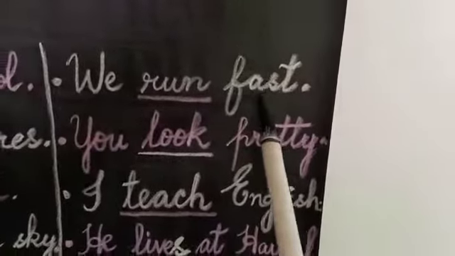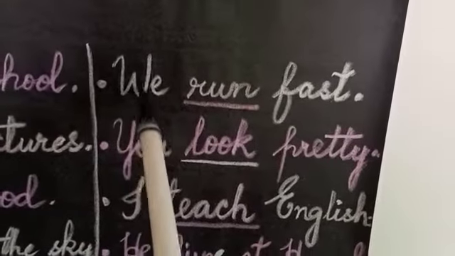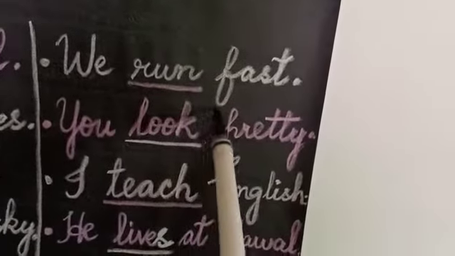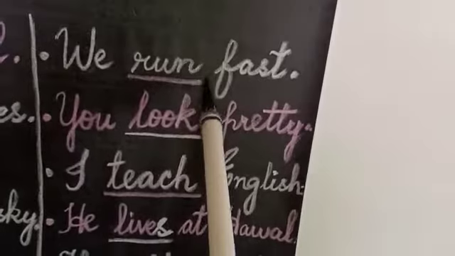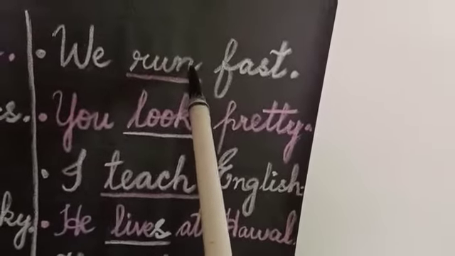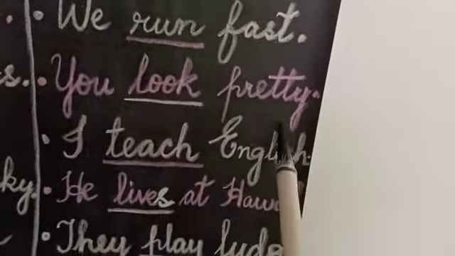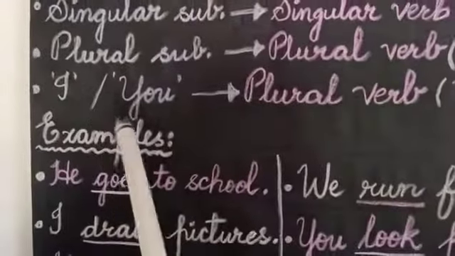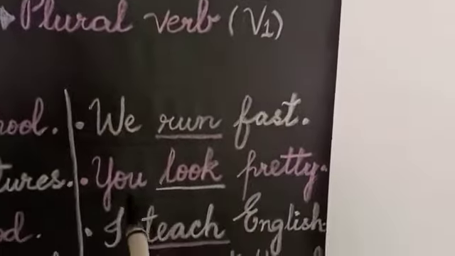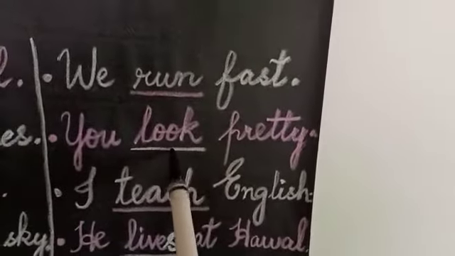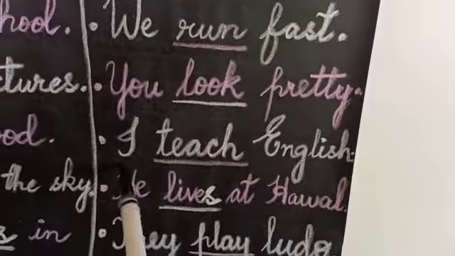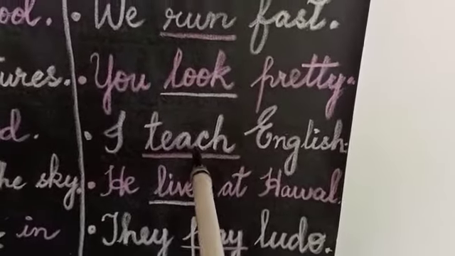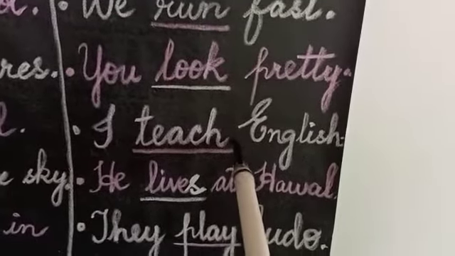We run fast. We stands for so many. So we is which kind of subject? A plural subject. So with plural subject, we use the first form of the verb run, and we don't add any s, es or ies to it. Next, you look pretty. Again, it is you. Subject is you. I told you that if the subject is I or you take a plural verb. You look pretty. Look is again a plural verb. I teach English. Here I is the subject, so you will use a plural verb teach. No s, no es or no ies.